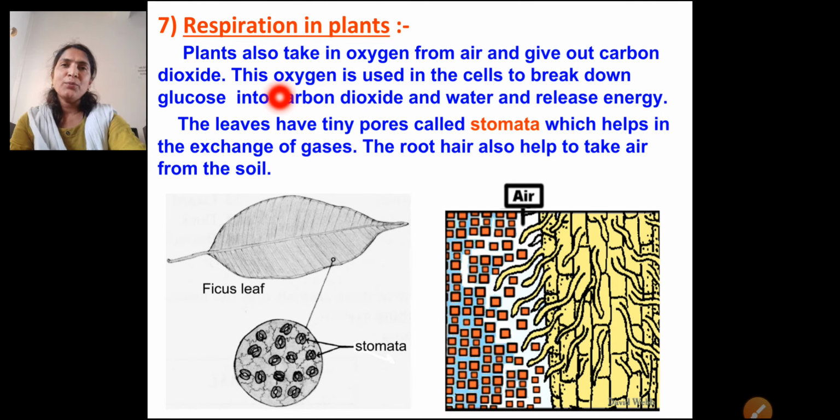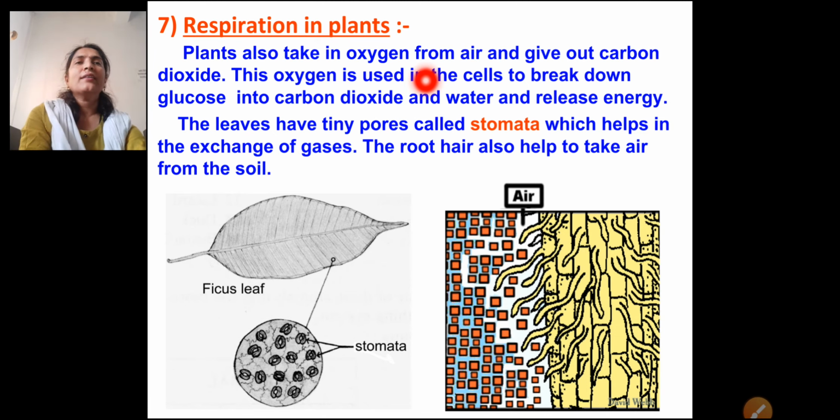But the photosynthesis process is quite different. Photosynthesis means plants are preparing their own food. So in photosynthesis, plant takes carbon dioxide from the air and gives out oxygen. But in respiration, plant takes oxygen and gives out carbon dioxide. Oxygen is used in the cells to break down glucose, and carbon dioxide and water are released, and energy is released.